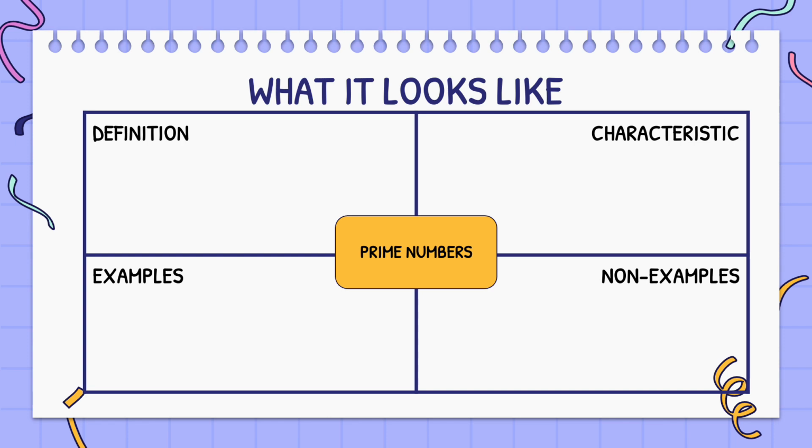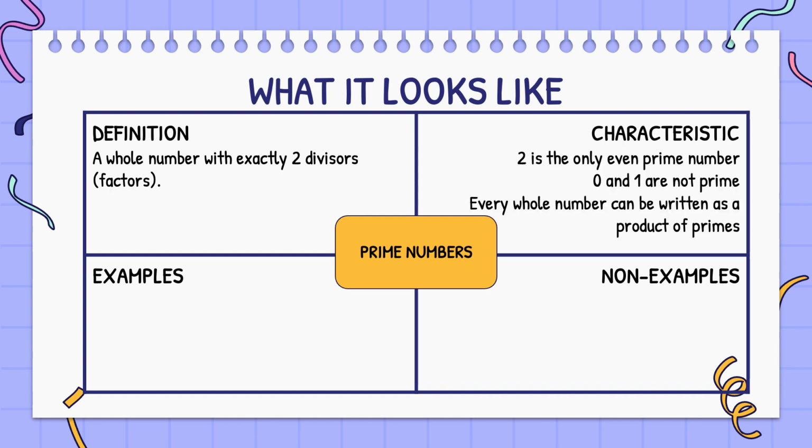The next example that we will look at is prime numbers. The definition of a prime number is a whole number with exactly 2 divisors or factors. Some characteristics would be that 2 is the only even prime number, and 0 and 1 are not prime numbers. Every whole number can be written as a product of primes. Some examples include 2, 3, 5, 7, 9, 11, 13, 15, 17.